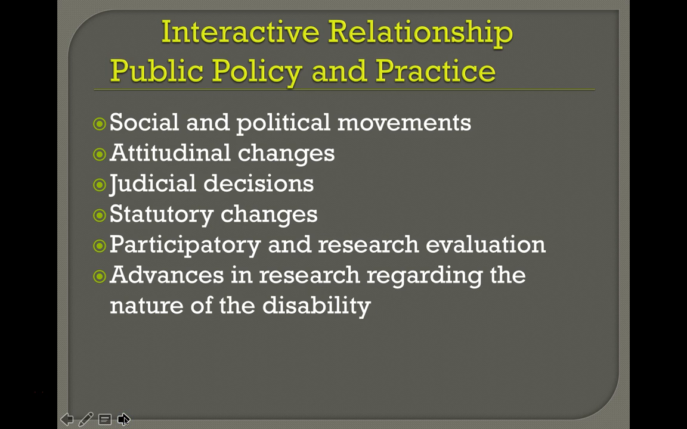So first, we're going to talk about the interactive relationship between public policy and practice. There are many things that go into systems change as a whole and making things better. The first one is social and political movements. When we're talking about social and political movements, we're talking about the civil rights movement, normalization, deinstitutionalization, and self-advocacy for individuals with intellectual disability.